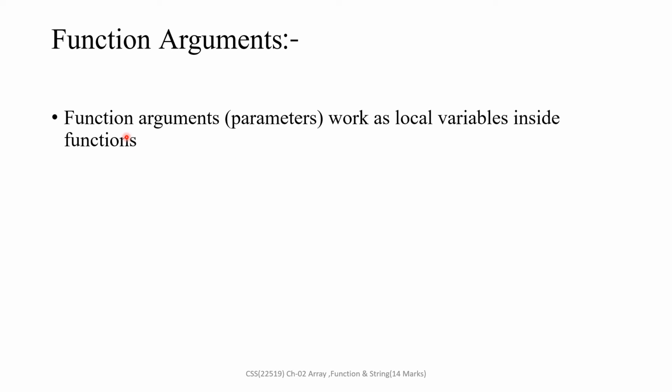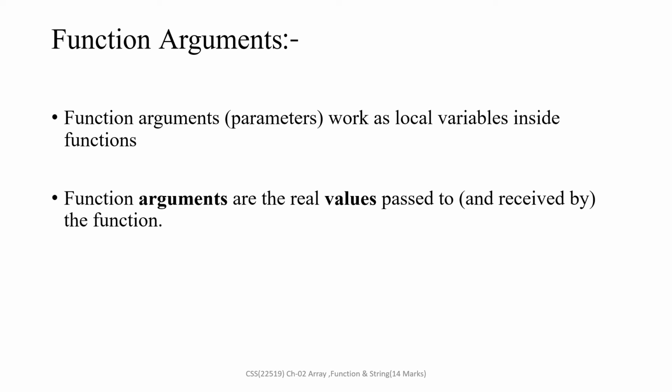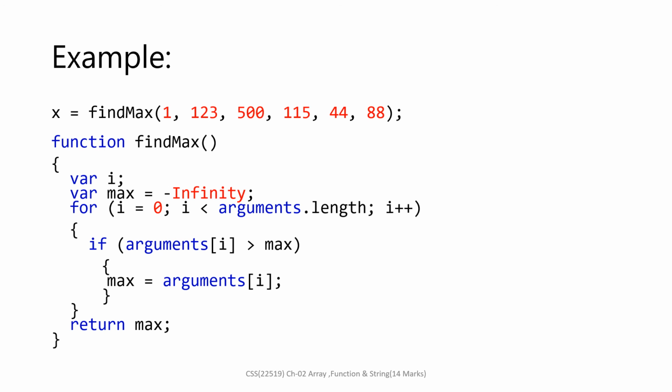Function arguments or parameters work as local variables inside functions. Function arguments are the real values passed to and received by the function. We will see one example. x is equal to findMax(1, 123, 500, 115, 44, 88). We have to find the maximum number from this list.